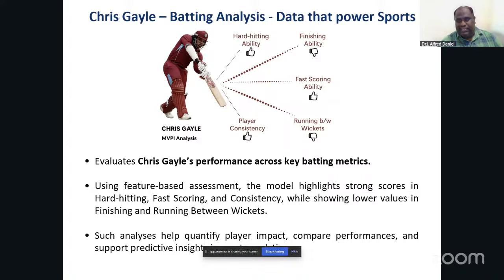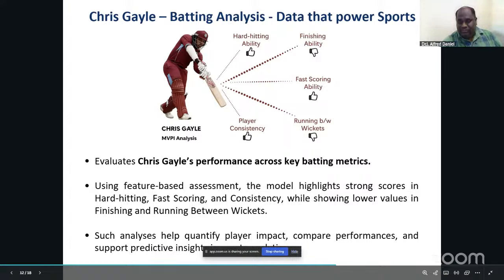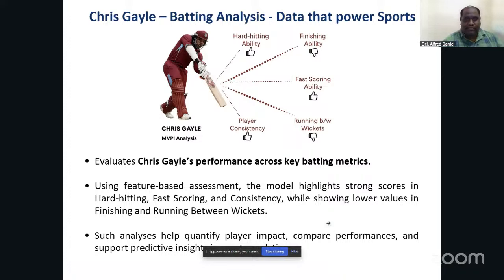So these are the three. These three are predominantly known, but running between the wickets and finishing ability are lesser. These are the parameters through which data can be used as a resource to power a sport. These are some of the important aspects, where we are using feature-based assessment. The model highlights strong scores in hard hitting, fast scoring, and consistency, while showing low values in finishing and running between the wickets. So this analysis can impact the player. It can compare performances, and it can also support predictive insights. So these are some of the examples where data can be used to power a sport.